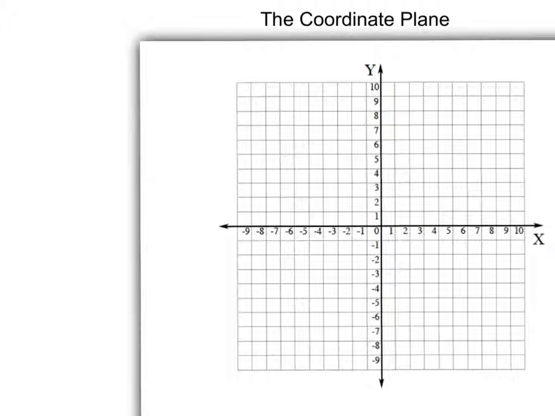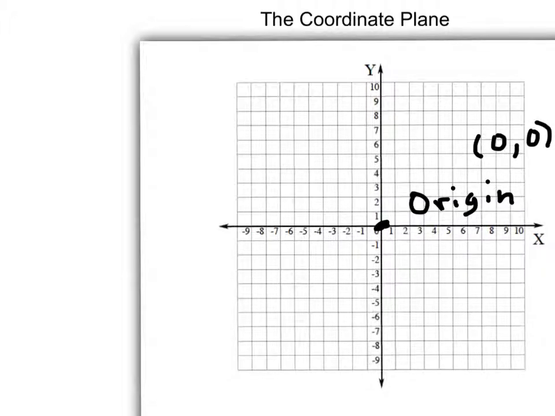Okay. Now we're going to talk about the coordinate plane. The main points we're going to talk about on the coordinate plane here are the origin. That right there where the two number lines meet each other is called the origin. Okay, and the origin has the ordered pair of 0, 0.